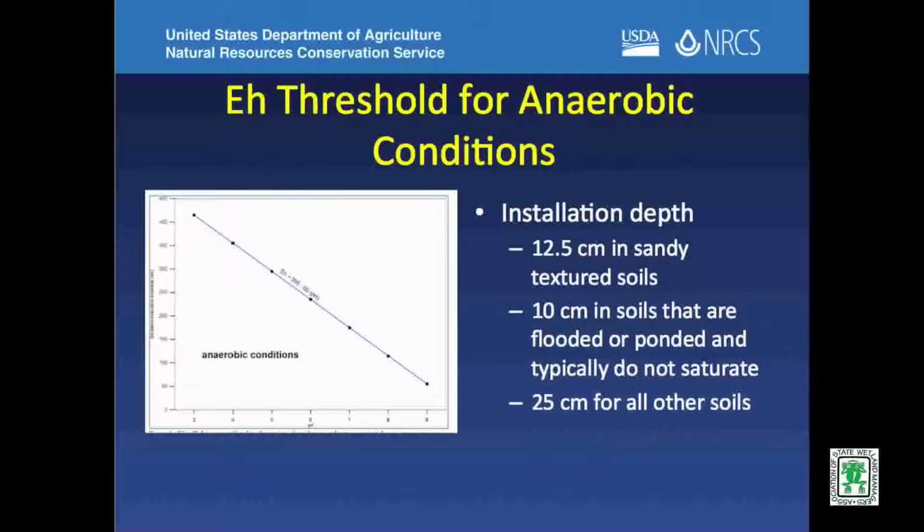This graph here shows the EH threshold for anaerobic conditions. Along the bottom is pH, and you can see as pH increases, EH has to be much lower in order for anaerobic conditions to occur.